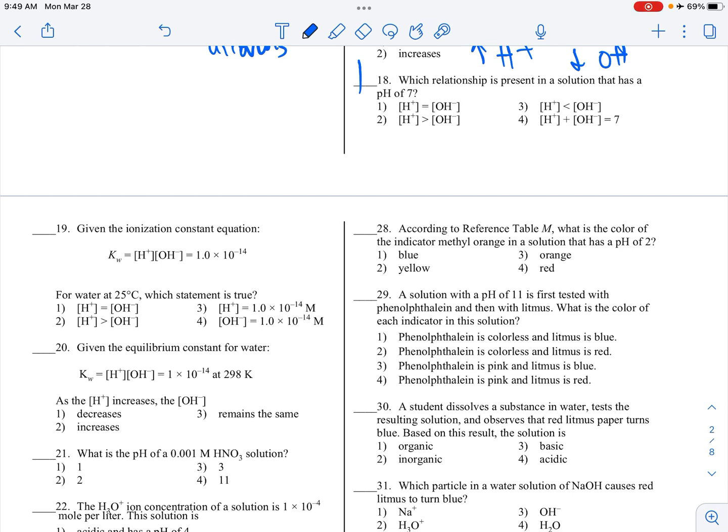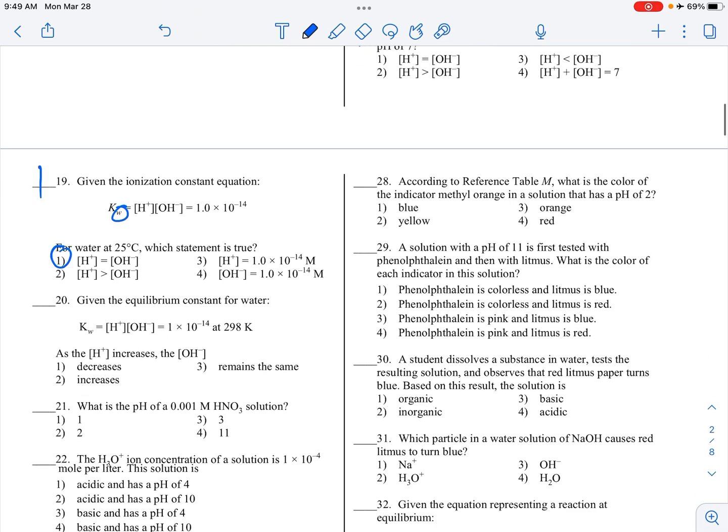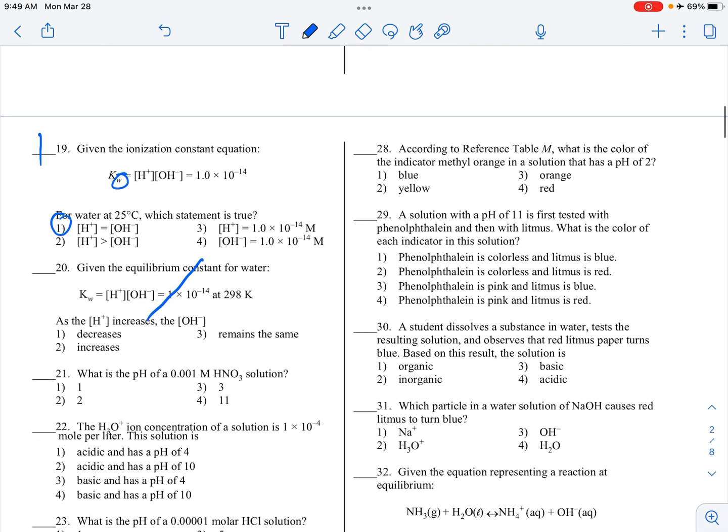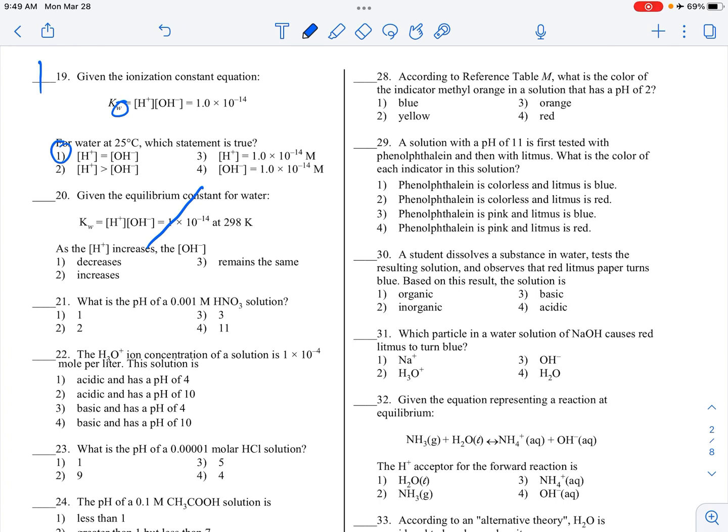I don't believe we're going to do that one this year, but it is choice 1 basically because W is water and you'd have neutral. So we won't need to worry about 20. 21. No. 22, no. And 23, no.